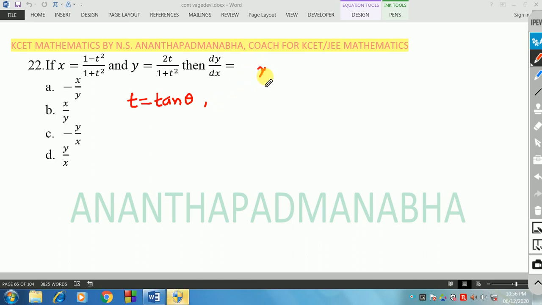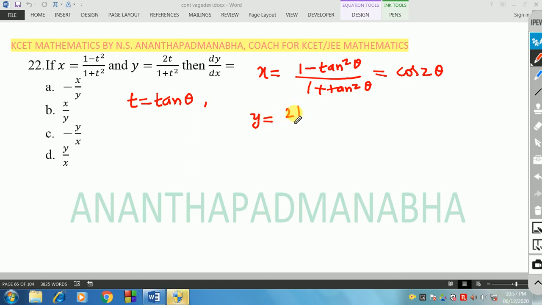That is, x is equal to (1 minus tan square theta) by (1 plus tan square theta), which is cos 2 theta. Similarly, y is equal to 2 tan theta by (1 plus tan square theta), which is nothing but sin 2 theta.